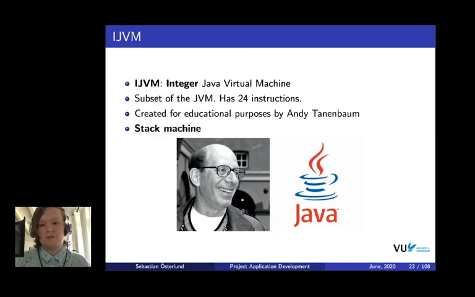So onto the IJVM. I already mentioned that it's the integer subset of the Java virtual machine, and it's quite a small subset. It only has 24 instructions, so it's quite manageable. You can have a nice overview of it. You can fit it inside your normal memory.